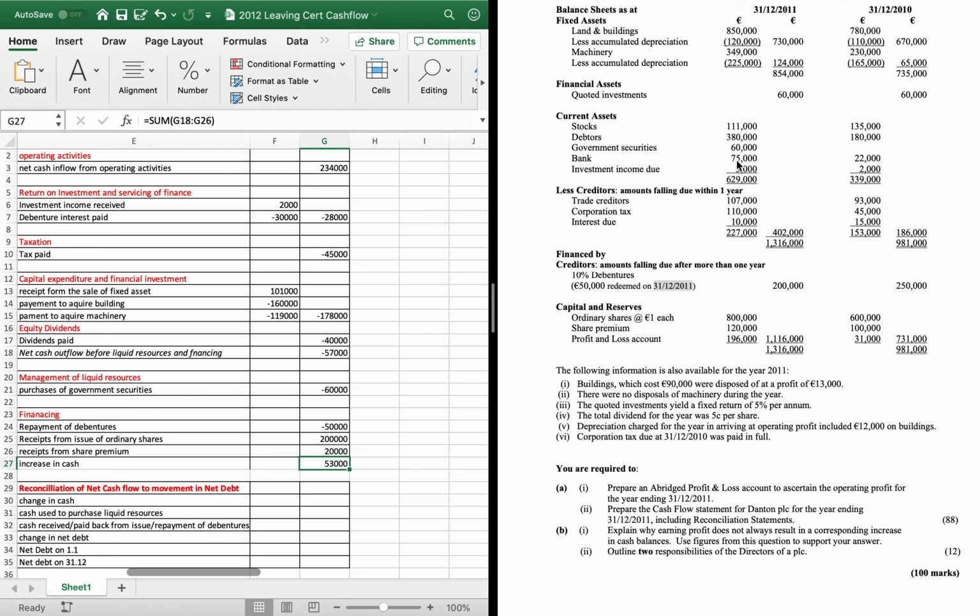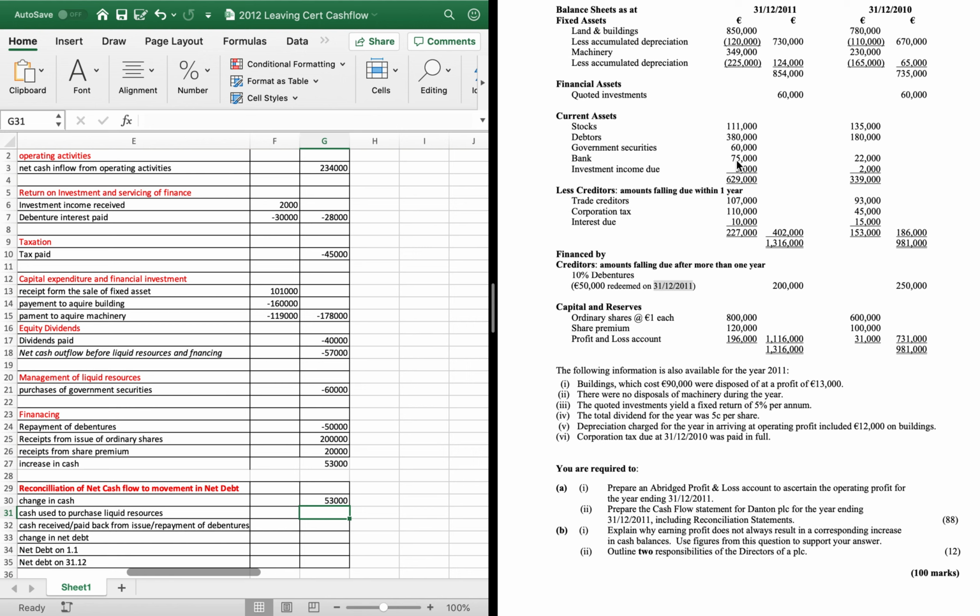Our reconciliation of net cash to movement in net debt. So that looks at what's happened to our debt position as a result of all of the changes to our cash. So again, you finish with our last figure, our increase in cash is 53,000.